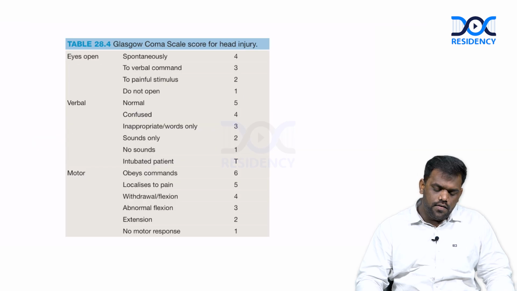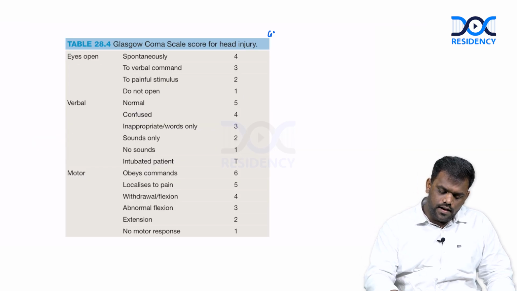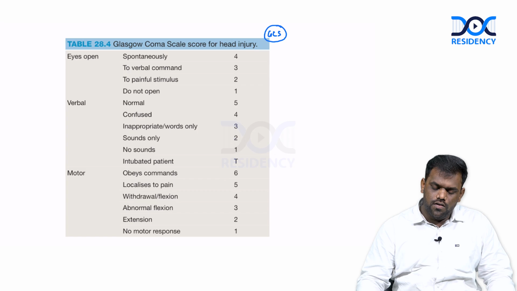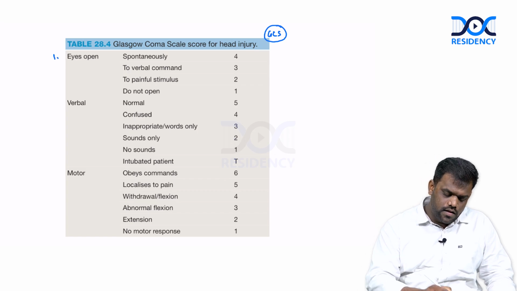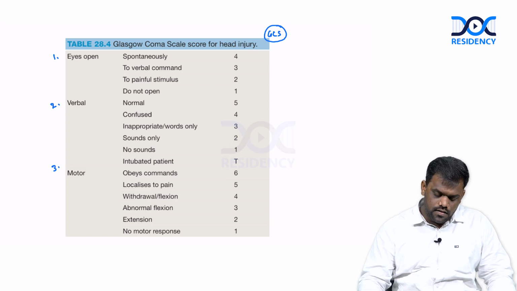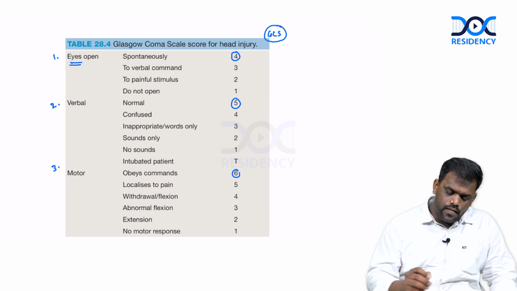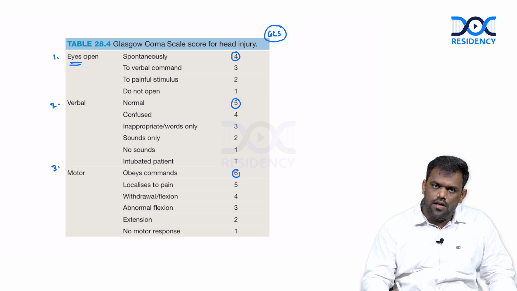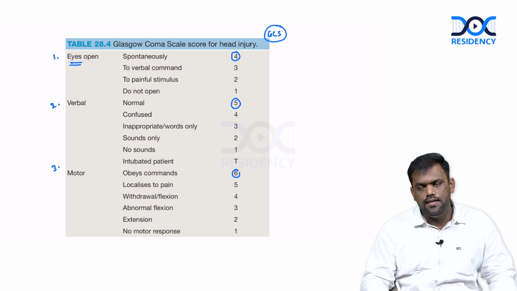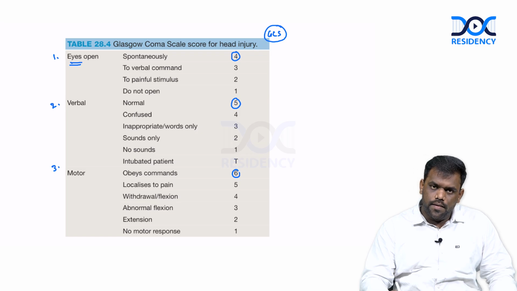Second question, how do we assess the Glasgow Coma Scale? As everyone knows, GCS has 3 components: eye opening, verbal response and motor response. In eye opening, the highest score is 4. In verbal response, the highest score is 5, and in motor response the highest score is 6. Whenever the patient comes to the casualty, you mainly have to assess the GCS. This is the primary survey. The GCS comes under the primary survey.